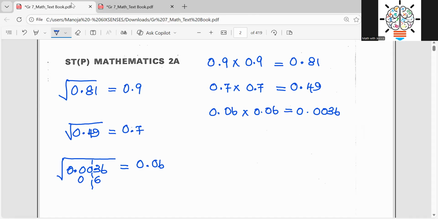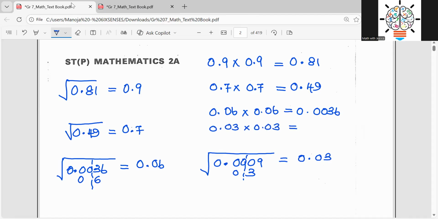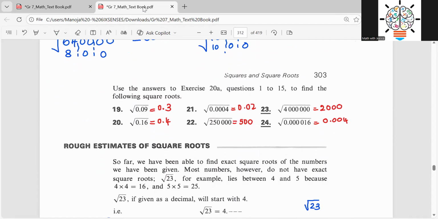0.0036. Right? Let's say you have 0.0009. Now what happened? You start from here like this. Here 0 and here 3. Answer is 0.03. If you want to double check, you write it like this. 3 times 3, 9. But we want to keep four decimal places. You write it like this. This is what you want to understand, right?